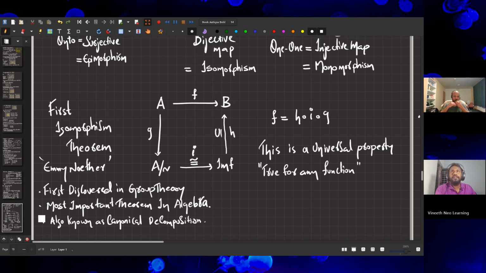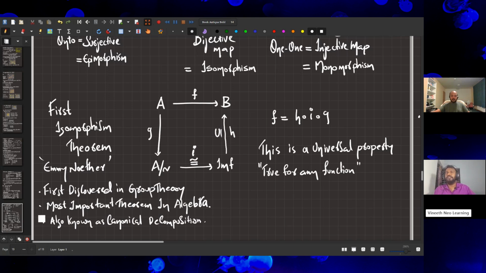This is true for any function. First define an equivalence relation by defining two elements as equal when they have the same image. Then find the equivalence classes of that equivalence relation. Then map the set to the equivalence classes, then from the equivalence classes to the image set, then from the image set to the codomain. You get the same map.